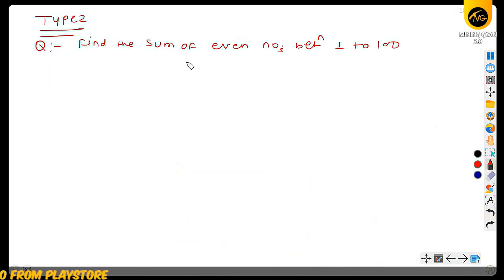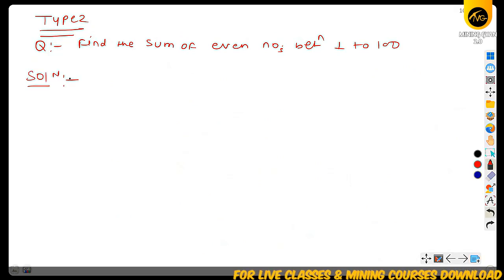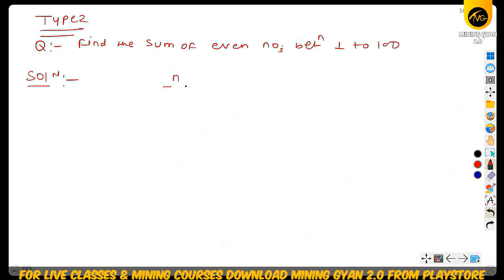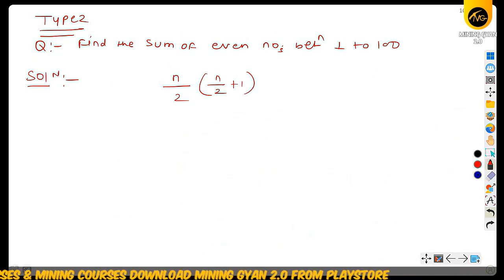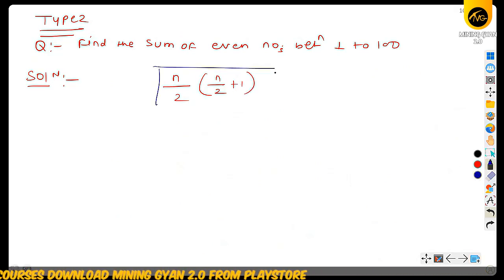The next one is: find the sum of even numbers between 1 and 100. Now, if you want to find the sum of even numbers up to any number, we have to use another formula, that is n divided by 2 into n divided by 2 plus 1. So this is the second formula.